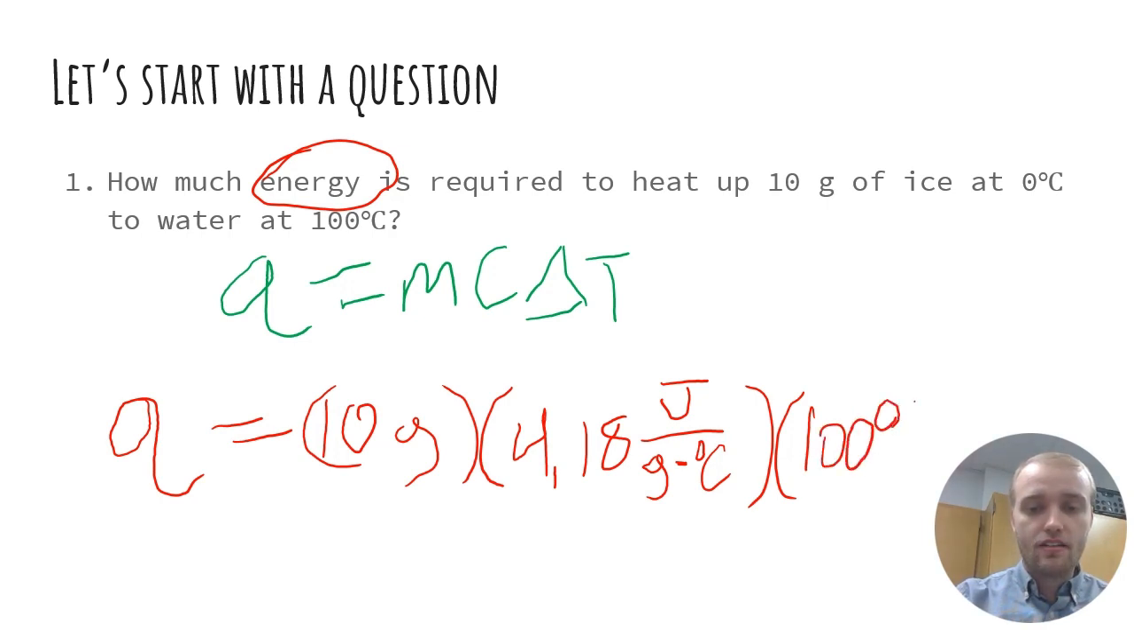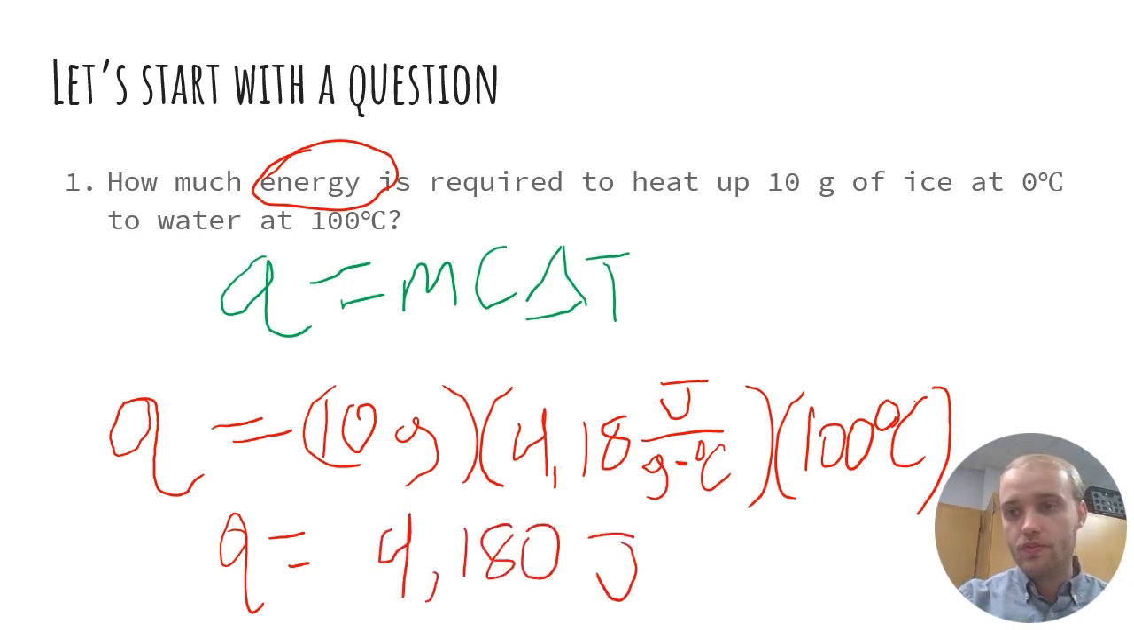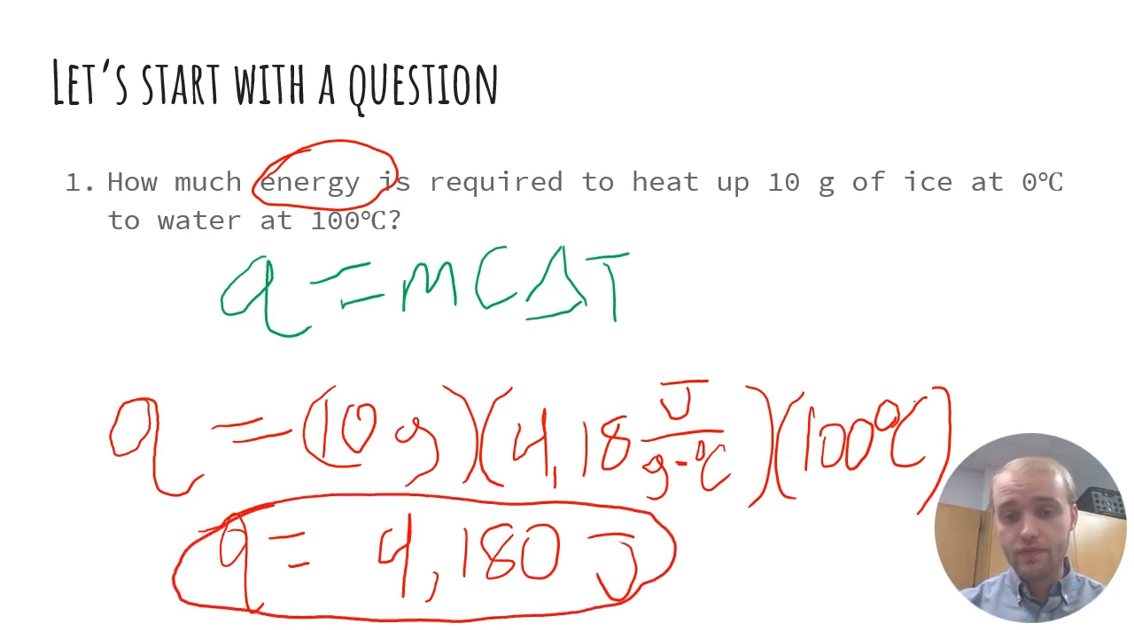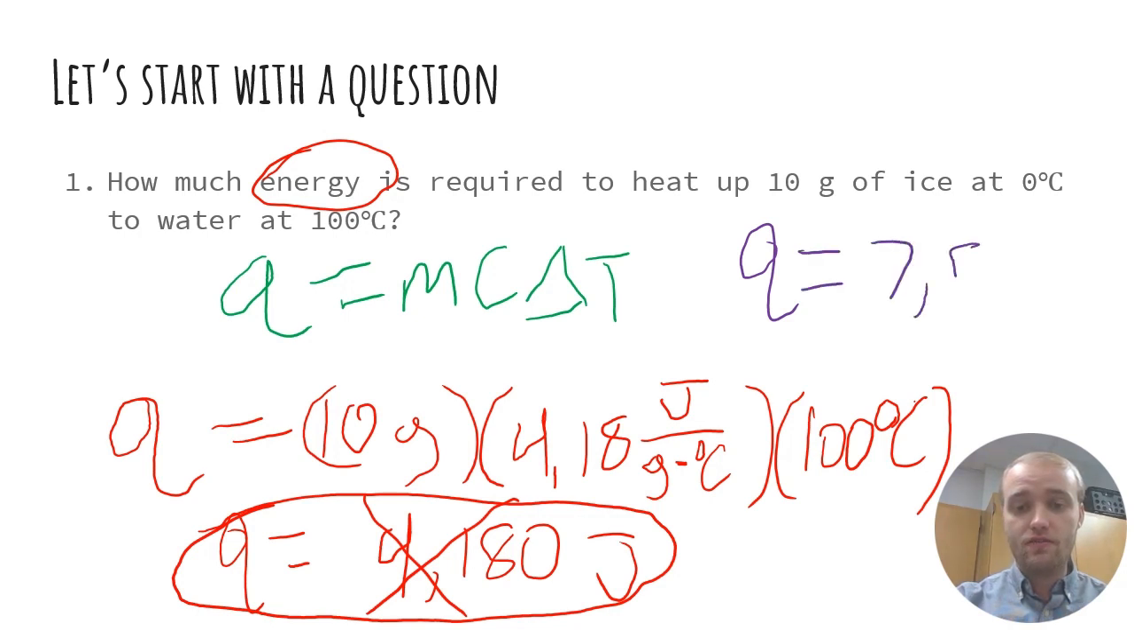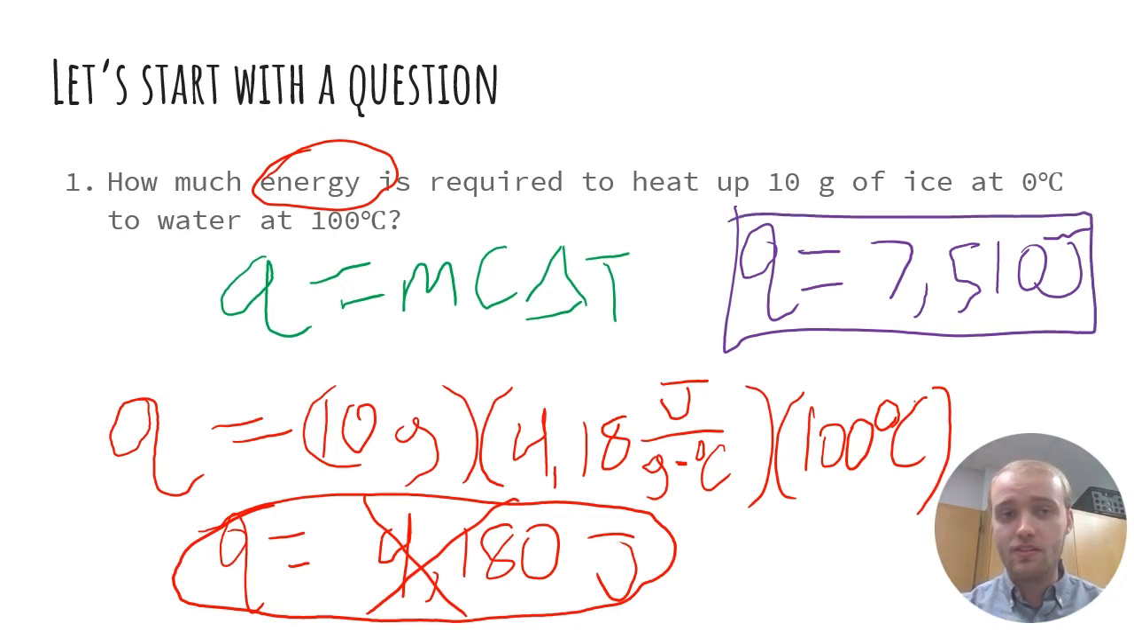You can plug that into this equation, do it in the calculator, and what you'll come out to, if I've done my math correctly, and I think I have, is 4,180 joules would be required. That's what you might think the answer to this is. But that's not actually the correct answer. The correct answer to go from ice at 0 to water at 100 is actually 7,510 joules. And so the question I want to raise with this is why?